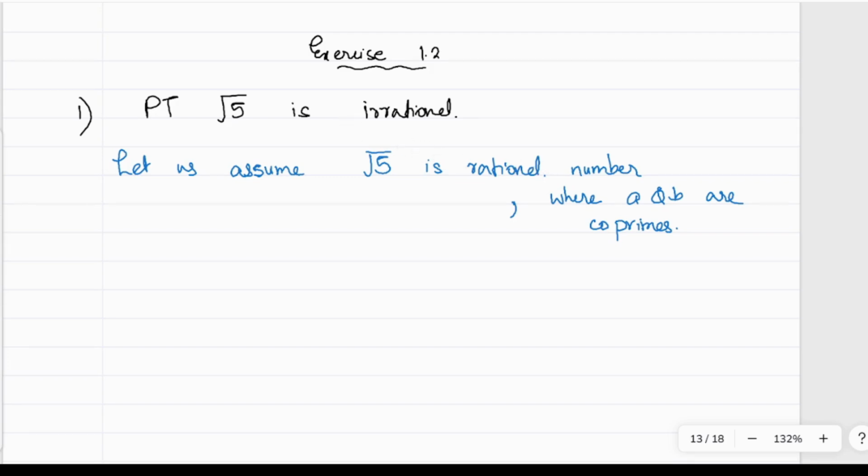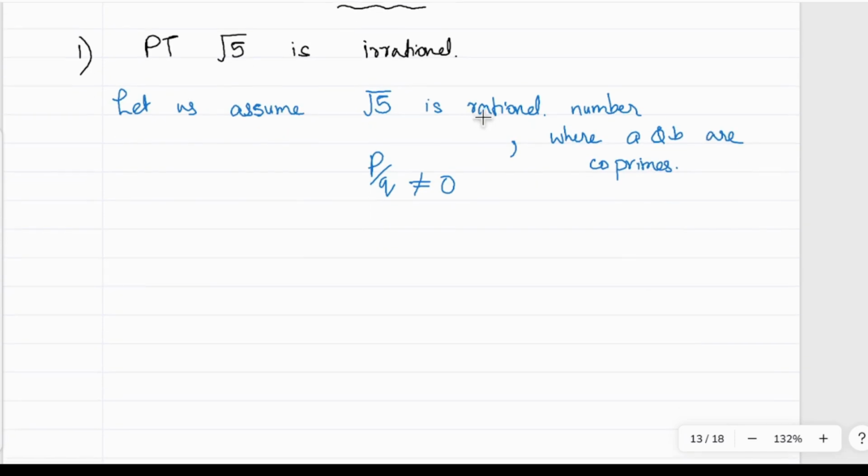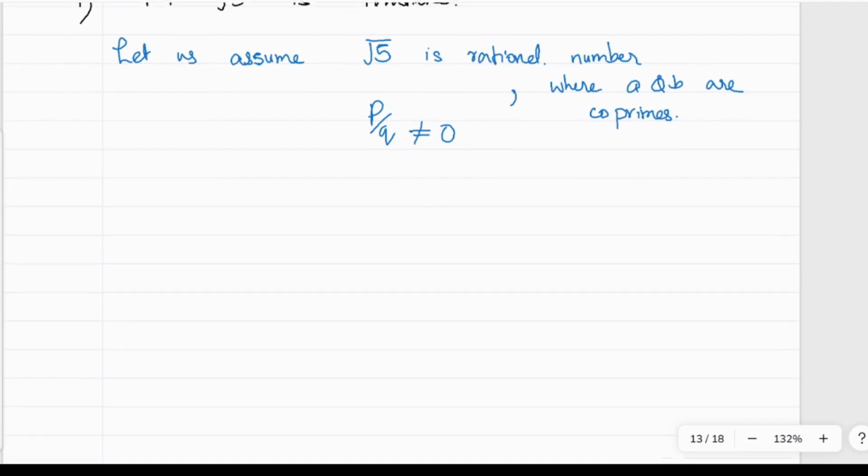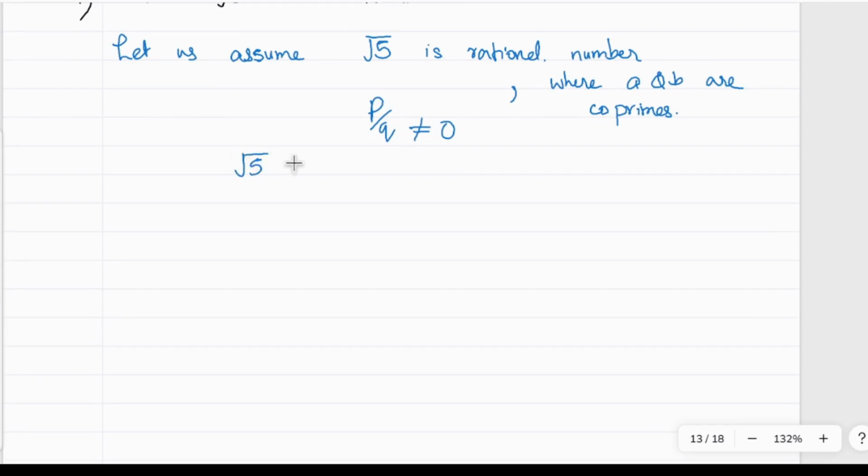So we will assume root 5 as a rational number. And what's the definition of a rational number? Rational numbers are those numbers which can be written in the form p by q, right? And this q is not equal to 0. So since I assume this root 5 is a rational number, I can write root 5 equal to a by b. Here, instead of p and q, I'm using the notations a and b, where b is not equal to 0, right?